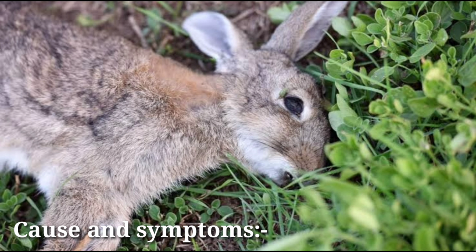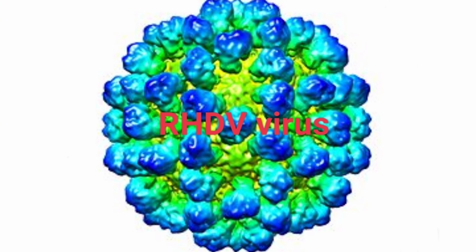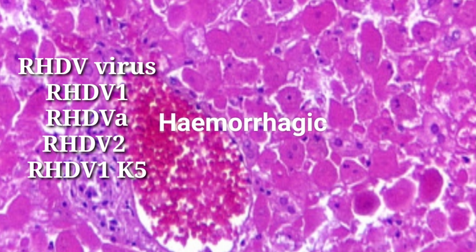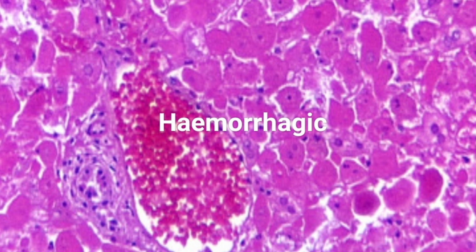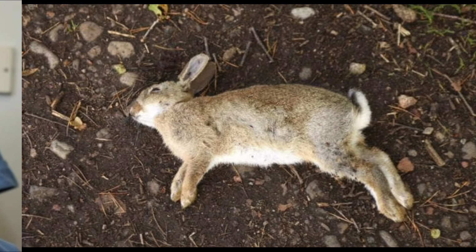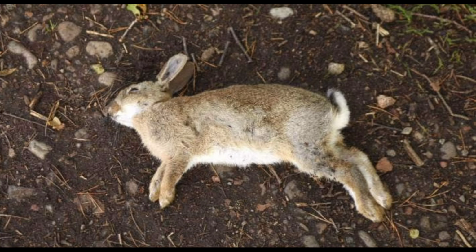Cause and symptoms. Rabbit hemorrhagic disease virus, previously known as rabbit calicivirus, is spread by mosquitoes, flies, and other insects, through indirect contact or direct contact with an infected rabbit. There are currently 4 strains of RHDV: RHDV1, RHDVA, RHDV2, RHDV1 K5. RHDV1 K5 will be released nationally in the first week of March 2017. This virus is being released as a biocontrol measure to manage wild European rabbits.